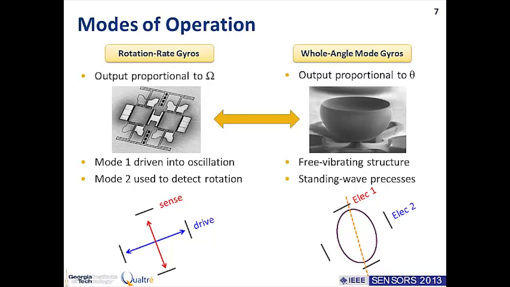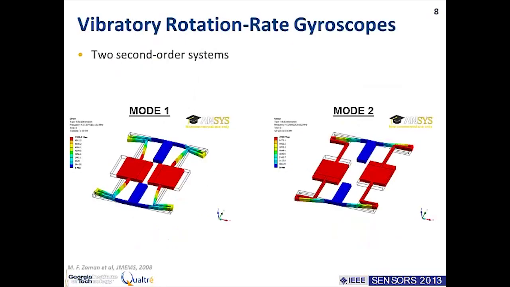But let's first focus on rotation rate gyroscopes, because as far as I know, these are the only commercial gyroscopes available, at least in the MEMS space. I know that there are some whole angle mode commercial gyroscopes, like the HRG from Northrop Grumman, but there are still no, to my knowledge, any microstructures that operate in this type of mode.